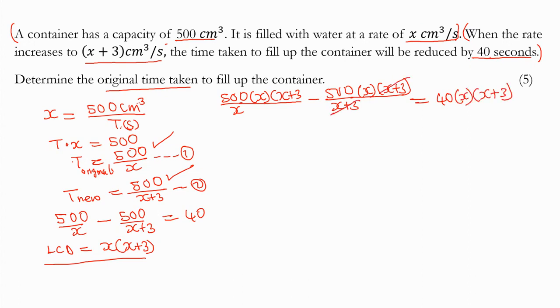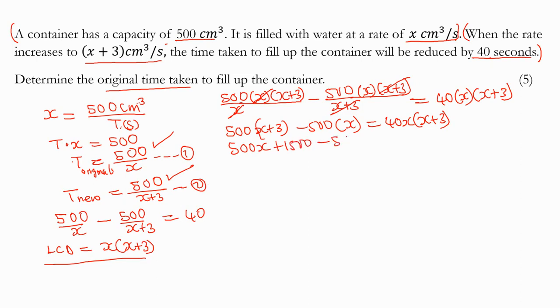Then x plus 3 divided by x plus 3 is 1. x divided by x is 1. So we are remaining with 500 times x plus 3, minus 500x, is equal to 4x times x plus 3. Remove the brackets by expanding. 500x plus 1500 minus 500x is equal to 4x times x, that is 4x squared, then 4x times 3, that is 12x.